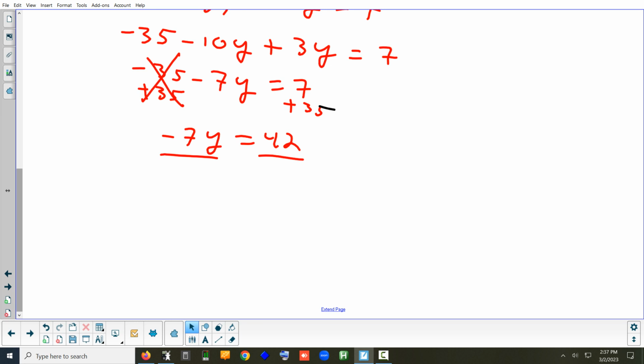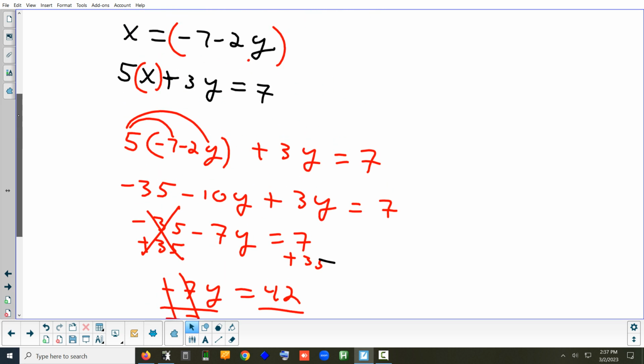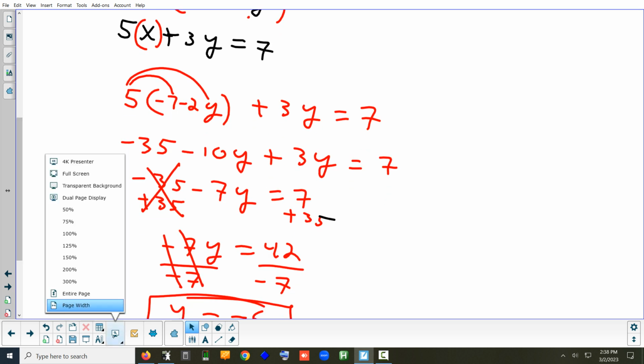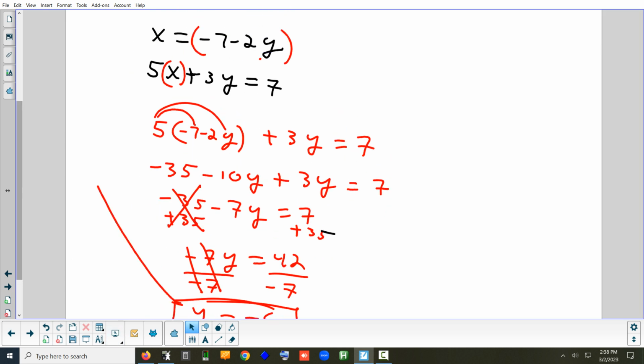I think you're thinking ahead a little bit. So divide by negative 7. And what's 42 divided by negative 7? Negative 6. And now you would just have to fill that negative 6 in right there. And you would know what X is.